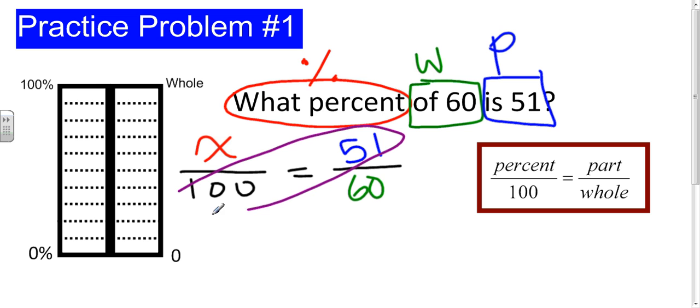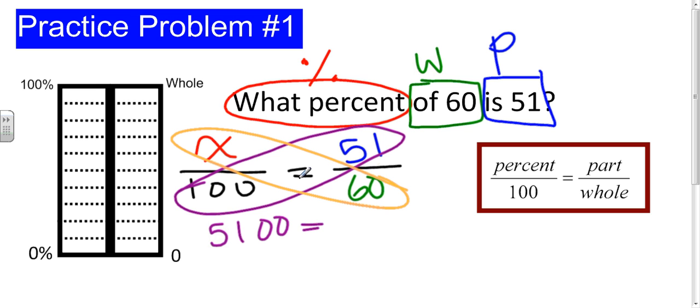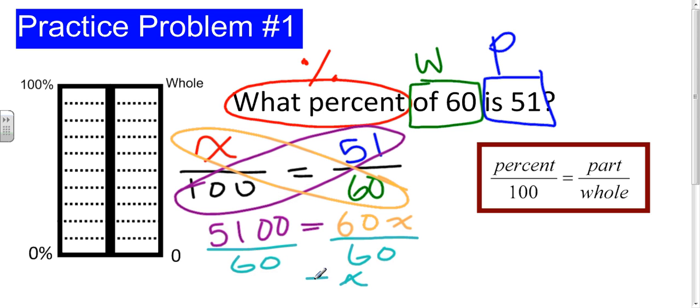So I'm going to cross multiply. 51 times 100 is 5,100, and that's going to be equal to 60 times x. Okay, and then finally just divide both sides by the coefficient to solve for x. And I see that x will be equal to 85. So the answer is 85% of 60 is 51.